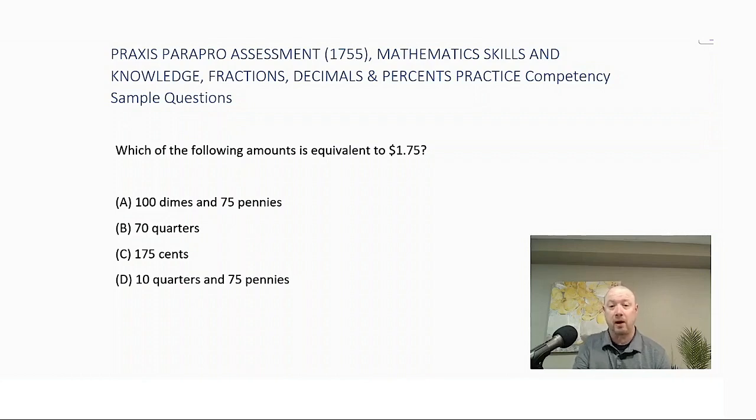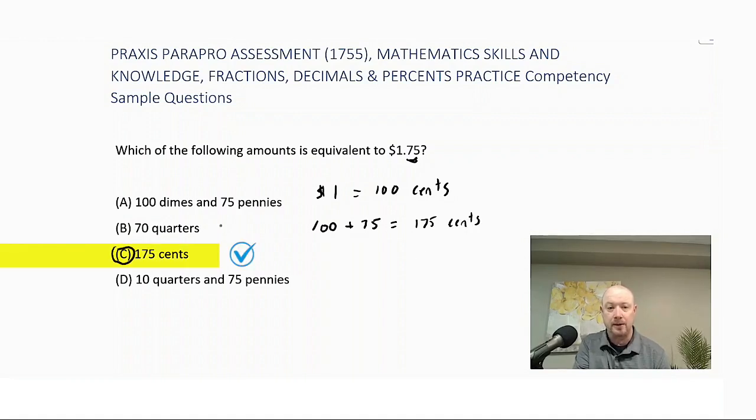All right, so to break this down, we're teaching students that $1 is equivalent to 100 cents. Then we have, as our remainder, 75 cents. So we're taking 100 cents and adding in the 75 cents, so we're going to get 175 cents. So the correct answer is C. We can also see that some of these answers are going to be way too big. 70 quarters, 10 quarters and 75 pennies, and 100 dimes are going to be way too big too. So those choices are eliminated. So the correct answer is C.